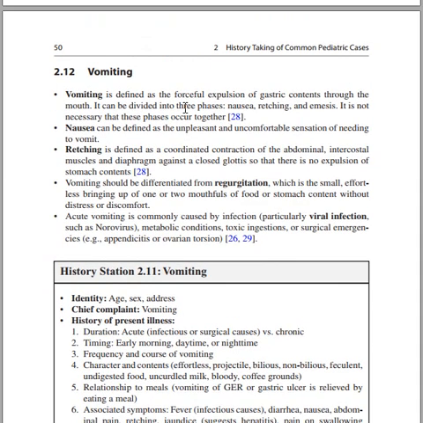So we are finished with abdominal pain. We continue with vomiting.